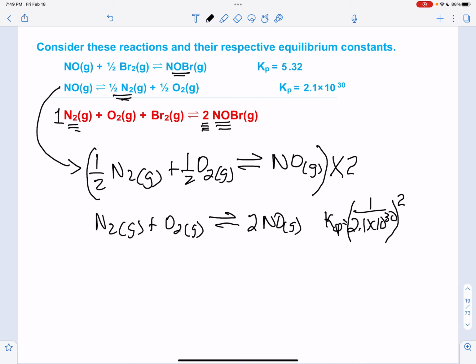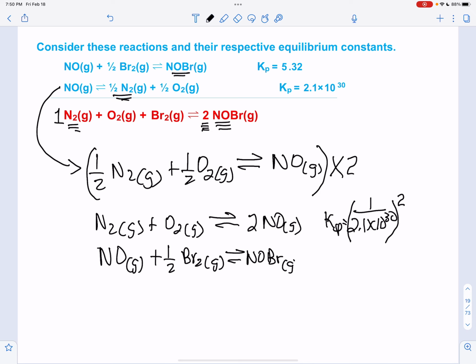So we're going to take that reaction, NO gas plus 1/2 Br2 producing NOBr. We do not have to flip it because we have it exactly the way we want it. However, we have 1 mole there, so we're going to have to multiply everything by 2 to get what we want.